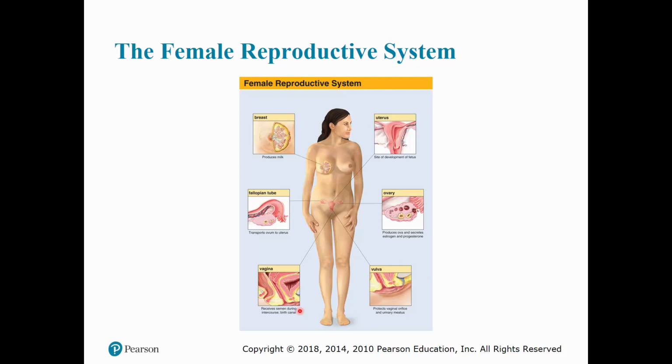urinary system. The female reproductive system consists of two ovaries, two fallopian tubes, the uterus, vagina, and the external genitals. The ovaries produce and secrete estrogen and progesterone, which are the primary hormones for the female.